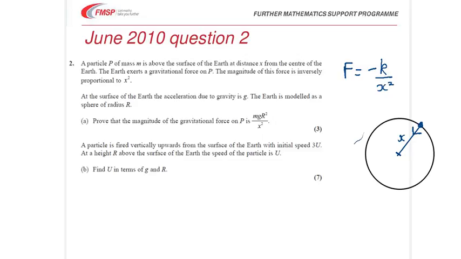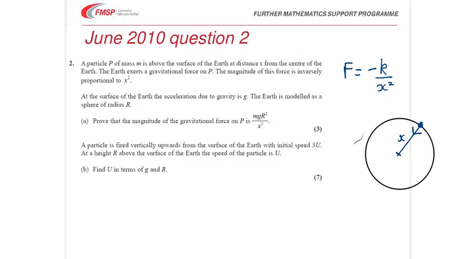They tell us the magnitude of the force is inversely proportional to x squared, so I've used that to form this expression for it. Now the minus sign is important. It's because the force acts towards the centre of the Earth. X is measured as the distance from the centre of the Earth, so the force acts so as to decrease x. So strictly speaking, we need to put a minus sign there. And the acceleration it causes will be a minus as well.